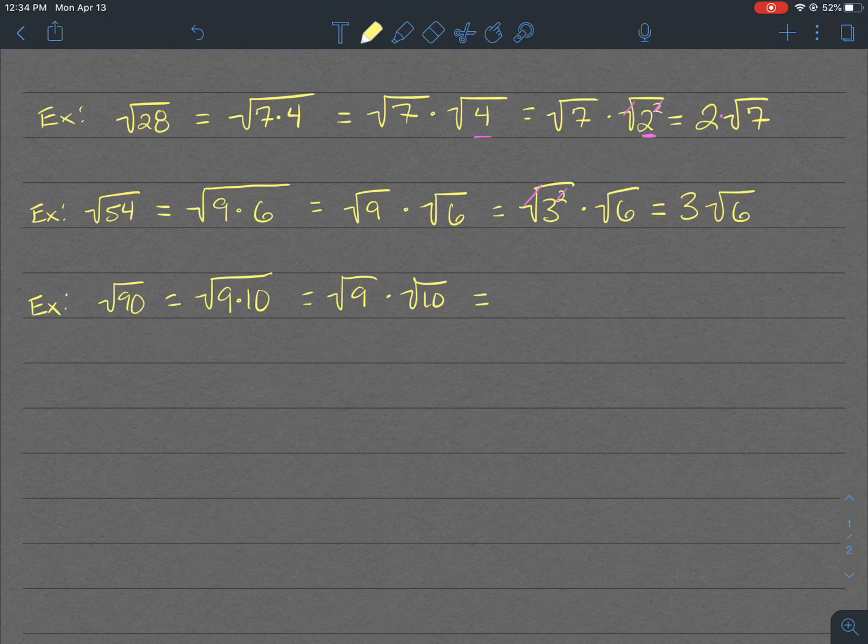And then what is 9? Well, we just did that one in the previous problem, and we said that it was 3 squared. So I can replace 9 with 3 squared, and keep my square root of 10. It didn't go anywhere. Bring it along. Now, where did this 3 squared come from? It came from the 9, because 9 is the same thing as 3 squared. And why do we do that? Because the square root cancels out a square. Okay. So this equals 3 square roots of 10.